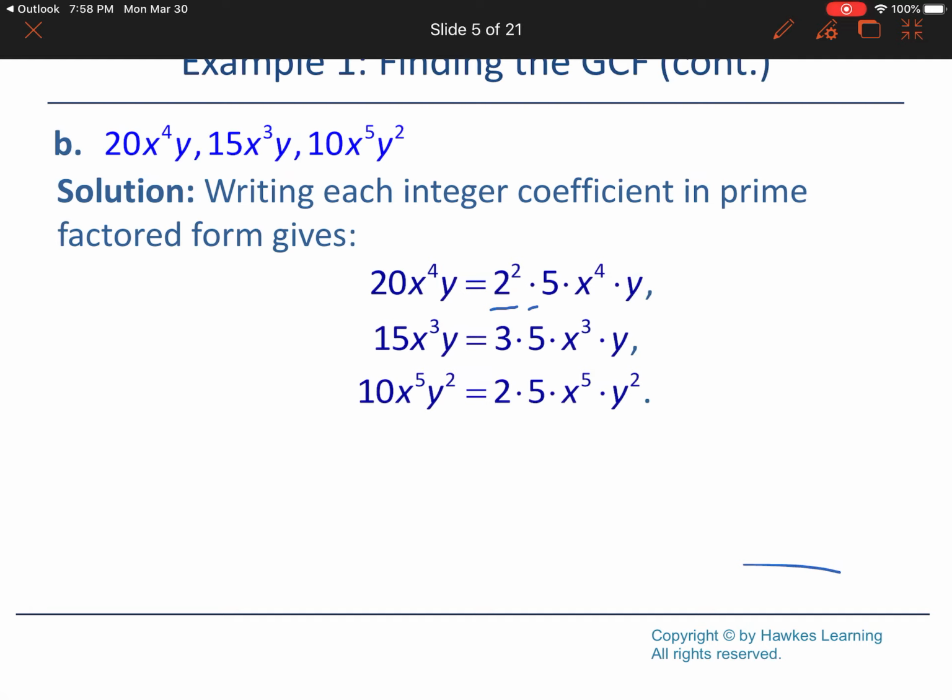So first let's think about the numbers. What factors do they have in common? 2 of them have 2's in them, but the third one doesn't, right? To be in common, it has to be in all of them. So 2 doesn't work, 3 doesn't work, but 5. 5 is in common with all 3, right? So 5 will be part of our answer.